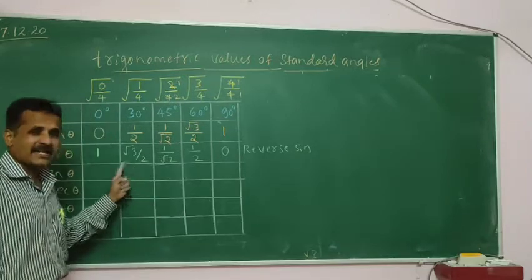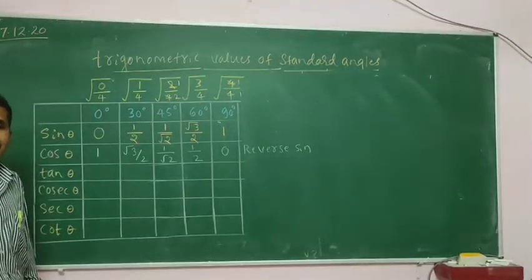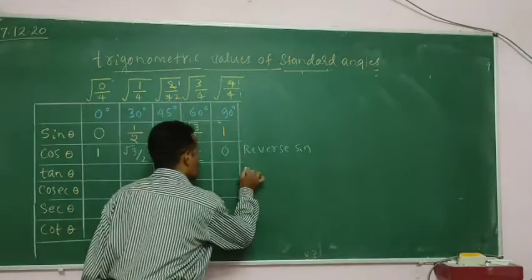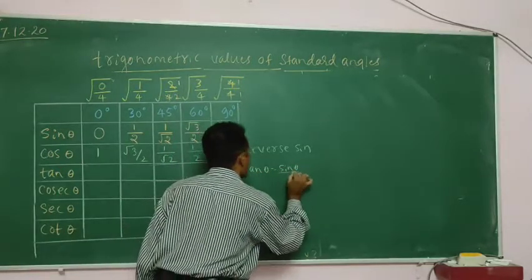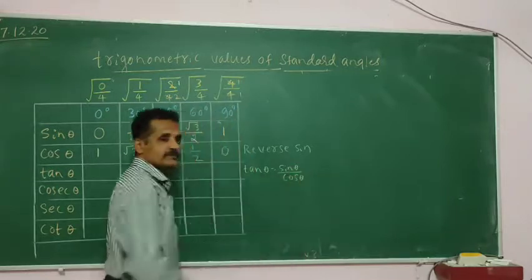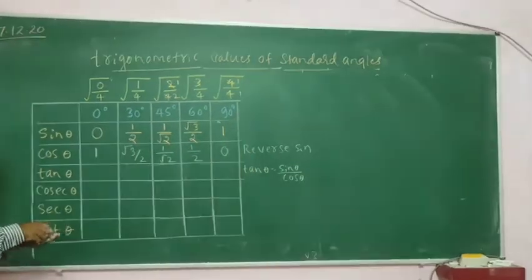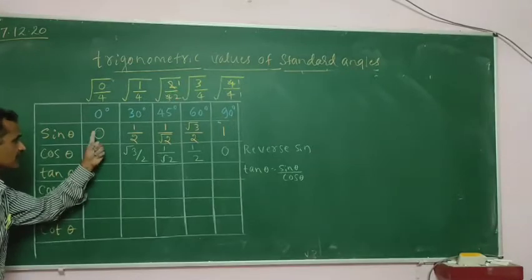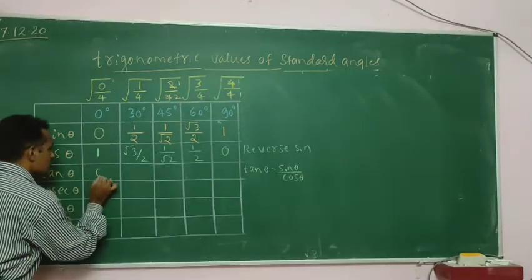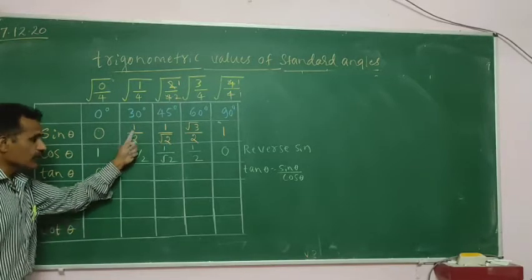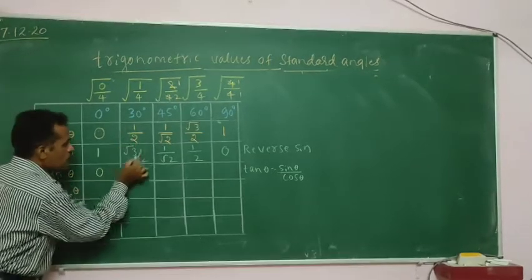वी आर गोइंग फॉर द tan. tan कैसे? आपके पास फॉर्मूला है. tan थीटा इज इक्वल टू sin थीटा बाय cos थीटा. sin बाय cos. ए दोनों को डिवाइड करते हैं. 0/1 0. ए दोनों को डिवाइड करना है. देखो 2 2 कैंसिल हो गए.